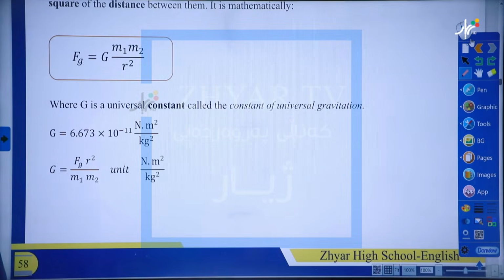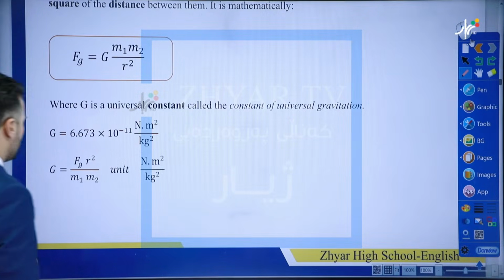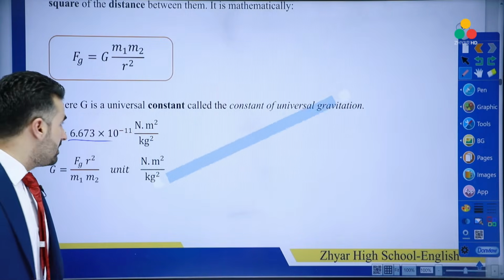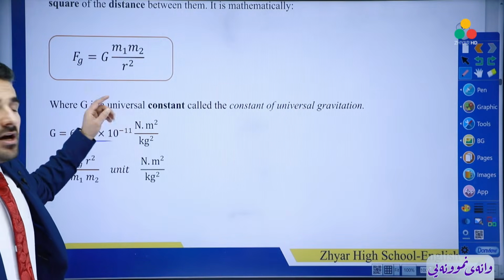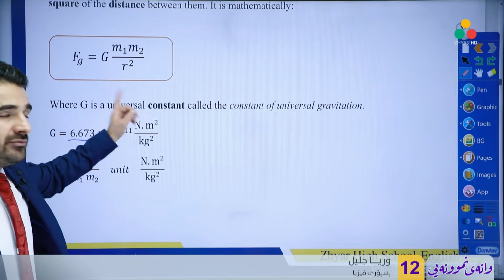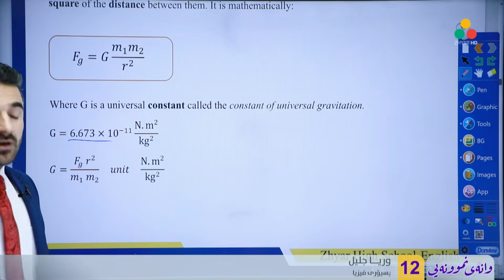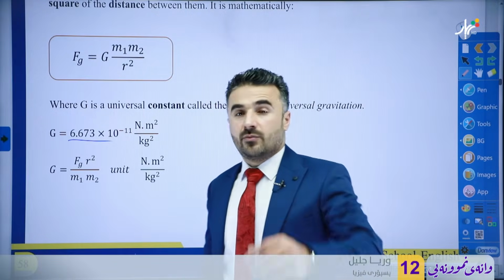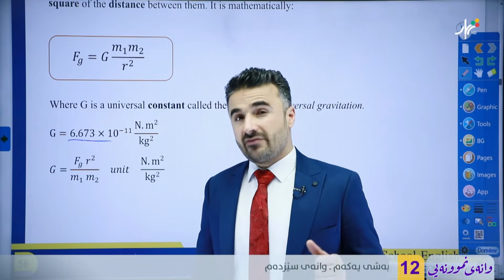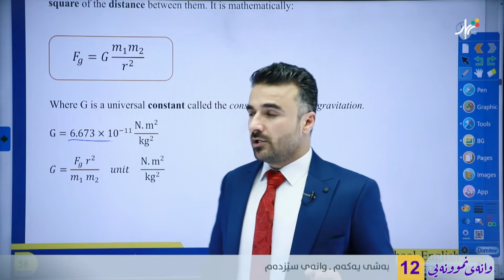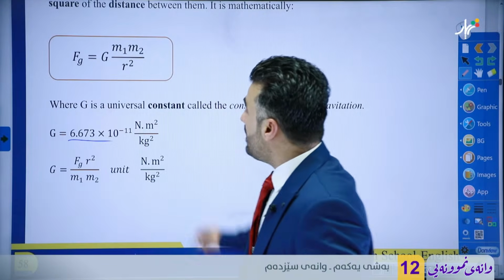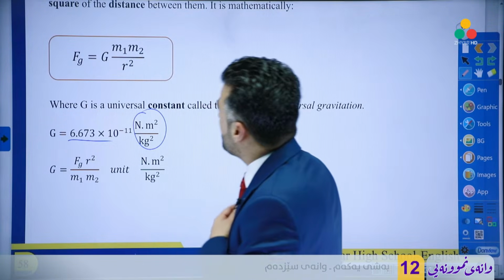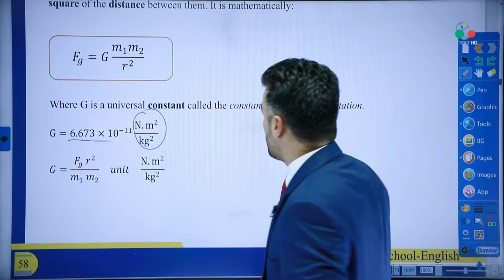constant of universal gravitation. This universal gravitational constant has a value of 6.673 times 10 to the power negative 11, with units of Newton meter square per kilogram square. This number you need to know, or you need to memorize it. Once again, 6.673 times 10 to the power negative 11. What about the unit of this? It came up in the exam perhaps multiple times, so try to remember.